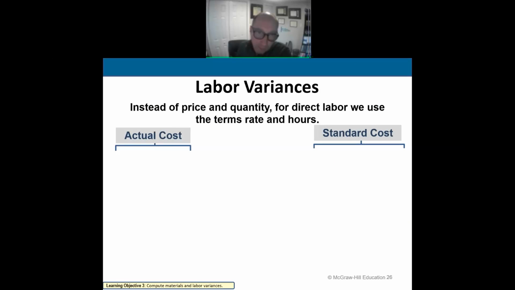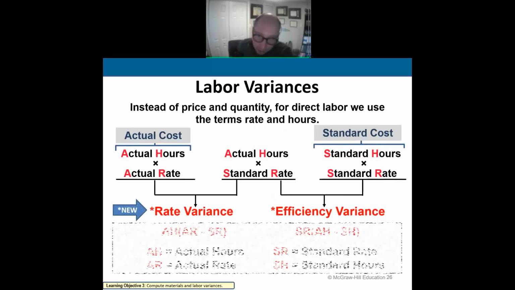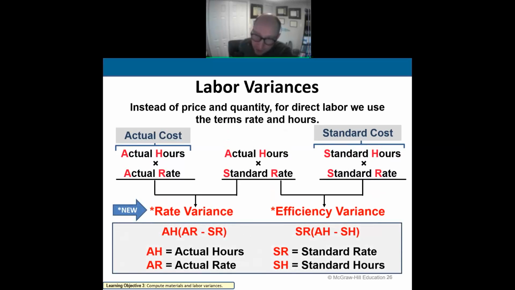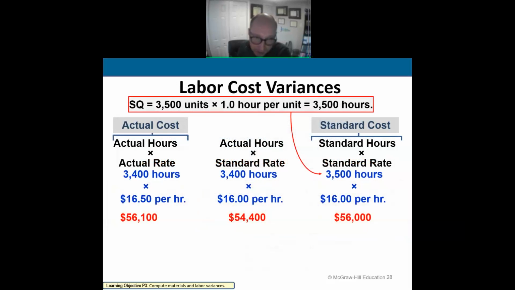The same can be said with labor. You have your actual labor hours times your actual rate, your standard labor hours times your standard rate, and then you have your actual hours times your standard rate to get your variances. The variances in labor hours result in efficiency. That's why it's important to know the variance in labor. It works in really the same way as materials. The same type of concept applies.